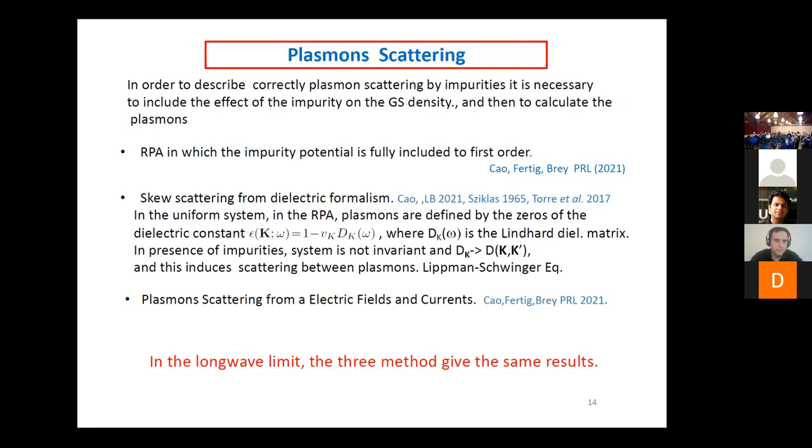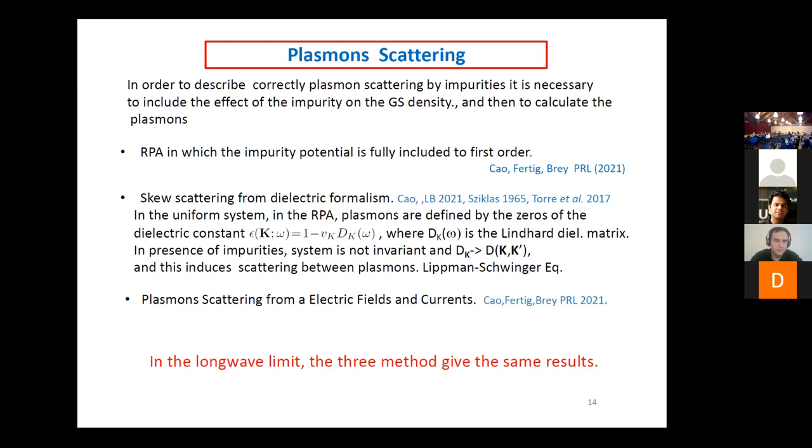The physical reason to go beyond the Born approximation is that when you have one impurity, the impurity is going to modify the density profiles in the system. If you modify the density profile of the system, you modify the response function of the system. So you need to include the variation of the density in the system in first order. So there are three possibilities. One is to make one RPA, including all the variation and all the changes in the wave functions consistently. This is in this reference.